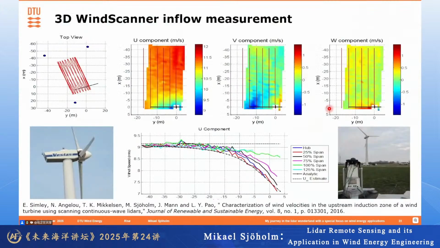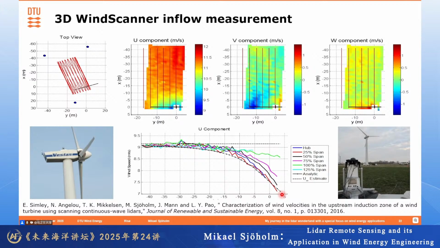If we think more about wind energy, here's another example where we use pre-synchronized wind scanners, scanning in front of a turbine, a small turbine in this case, in a horizontal plane in front of it. Then we can see how the wind develops as you approach the turbine at different sideways locations. And what you can find is this induction zone, where the closer the wind comes to the wind turbine, it drops off due to the induction from the turbine. You can study these different components like this.